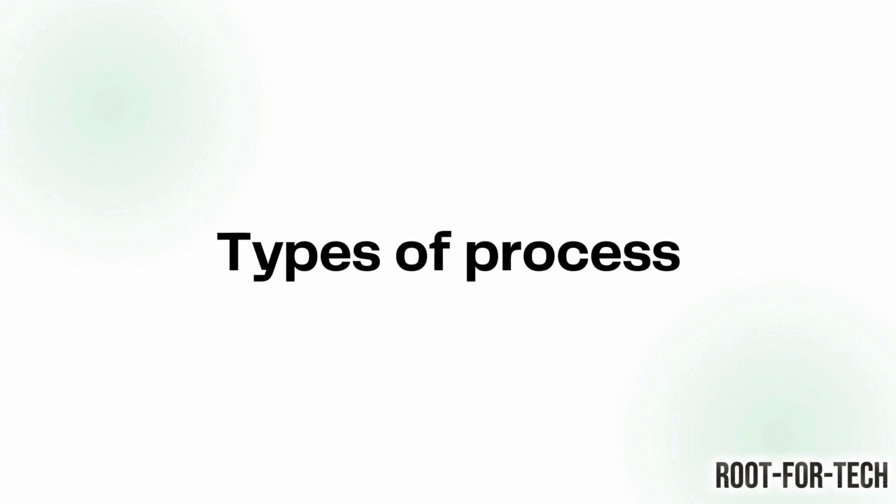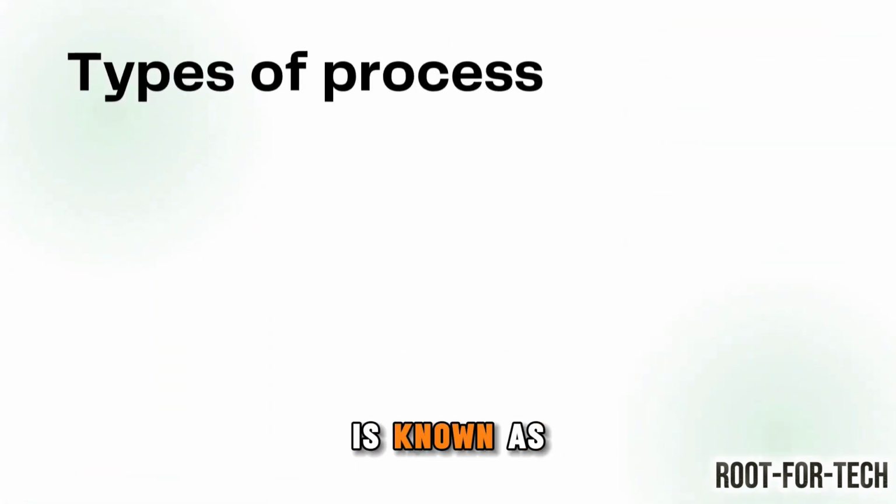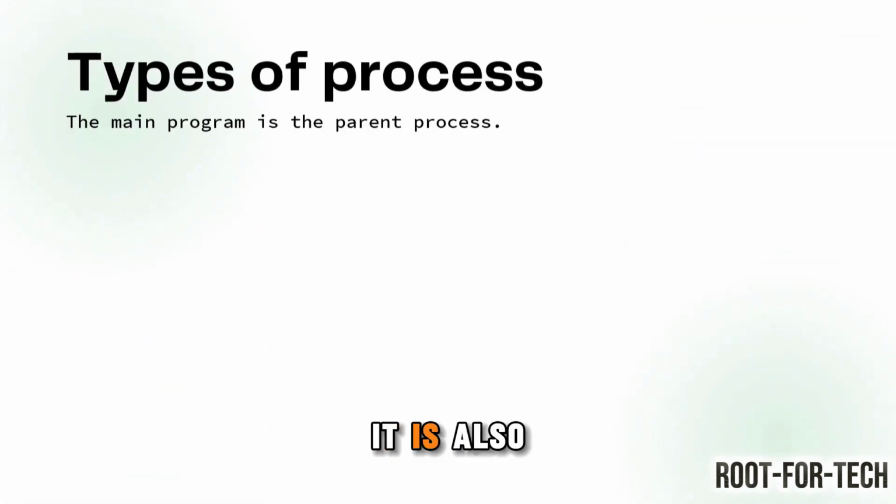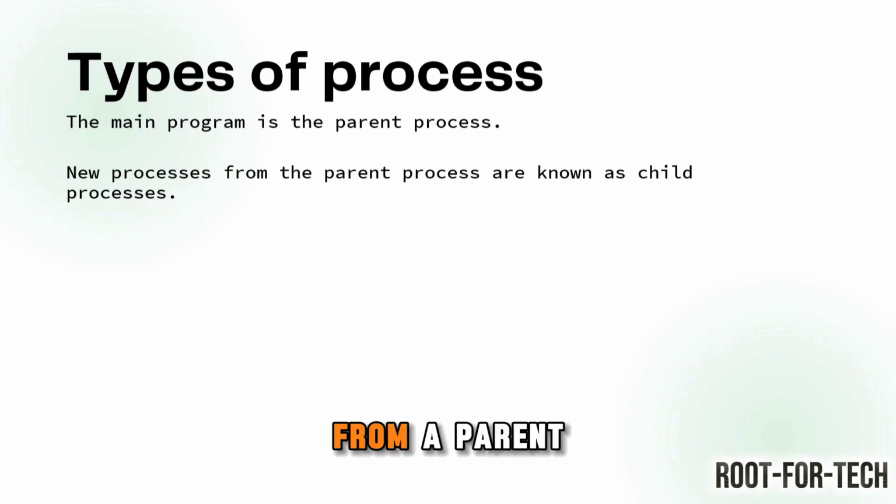Types of processes. Each application or command has a main program within it. This main program is known as the parent process. It is also possible to create new processes from a parent process. Such processes are known as child processes.